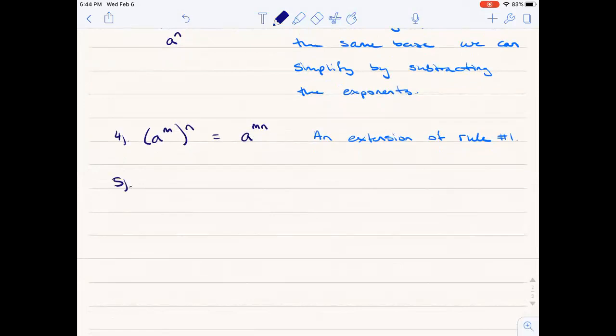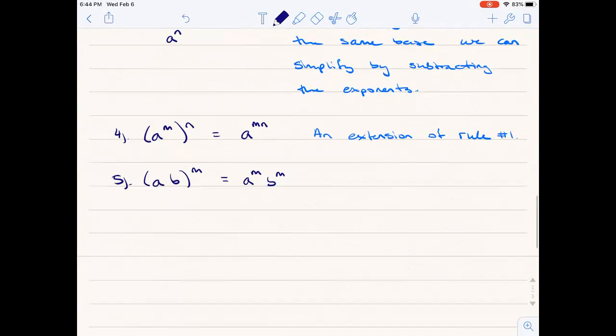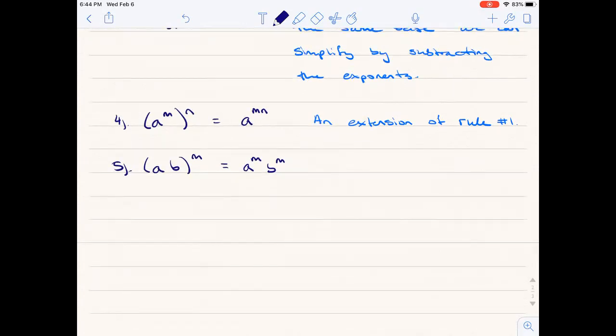Similar idea, if you have something like A times B all to the power of M, as long as they're multiplying in there, you can bring the power inside. Multiplying or dividing, you can bring the power inside. That's not true if you're adding or subtracting inside the brackets. And I'll show you why in a sec. A to the power of M times B to the power of M. It's because we have different bases.